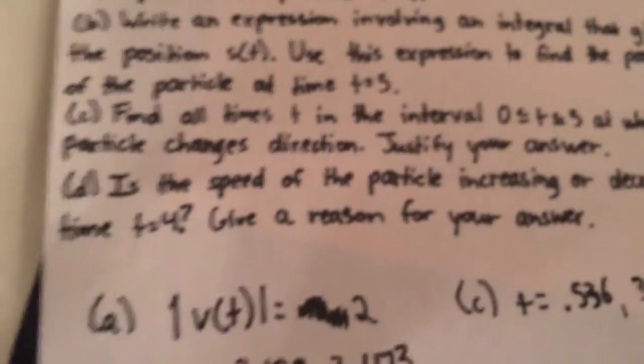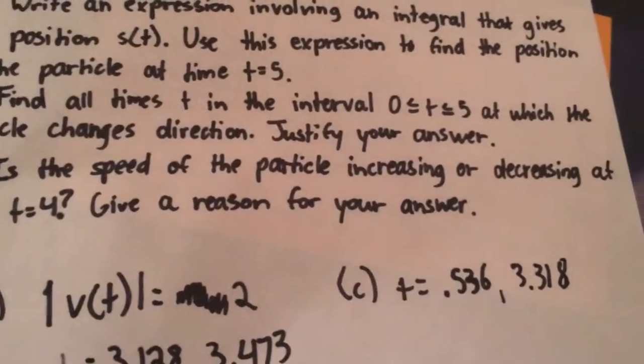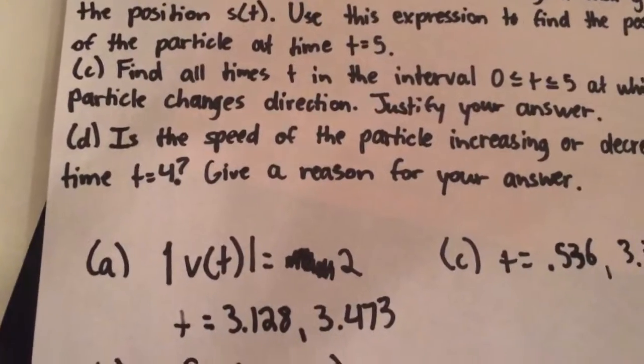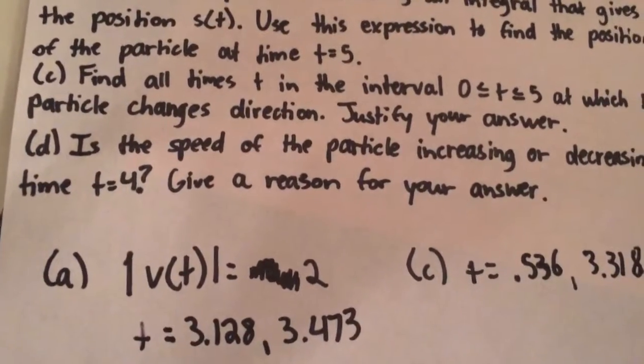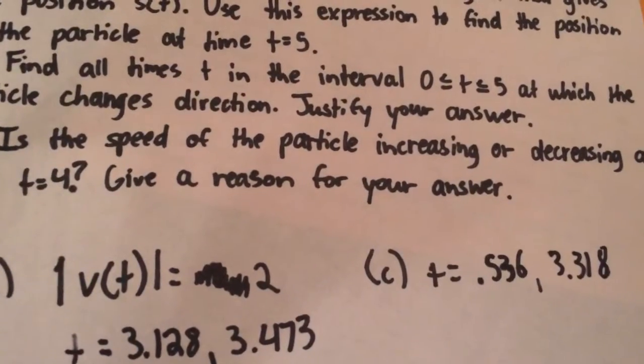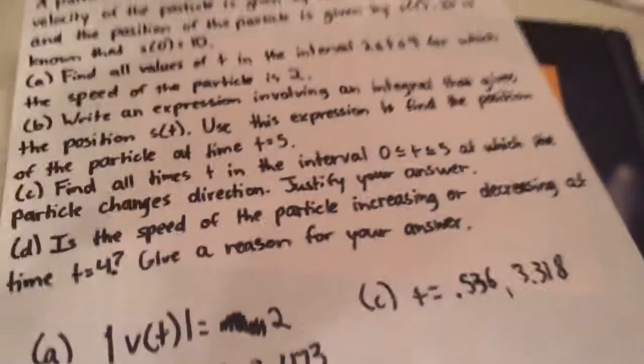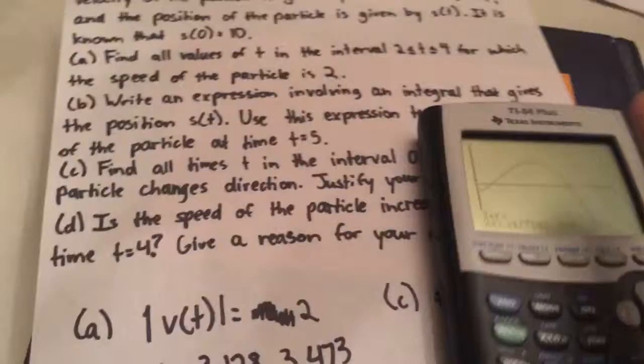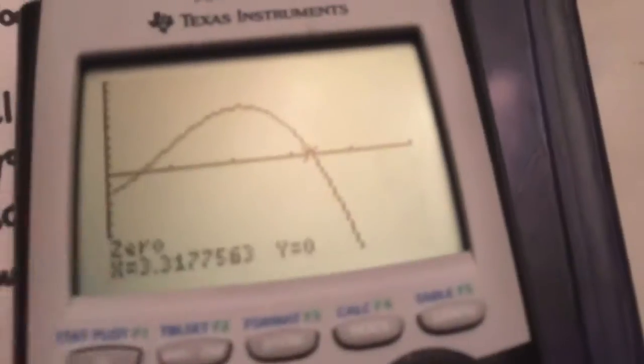All right, the last one, D. Is the speed of the particle increasing or decreasing at time t equals 4? Give a reason for your answer. All right, let's see. Let's go to our table here and see at t equals 4.